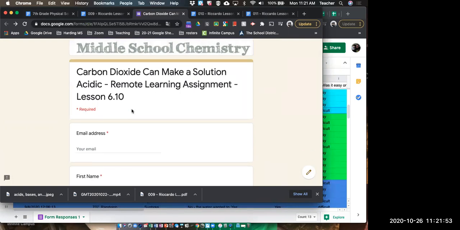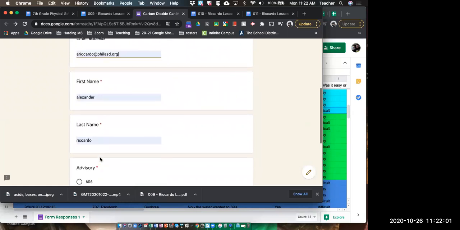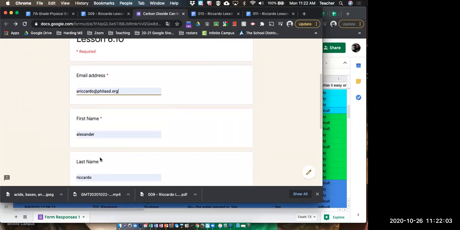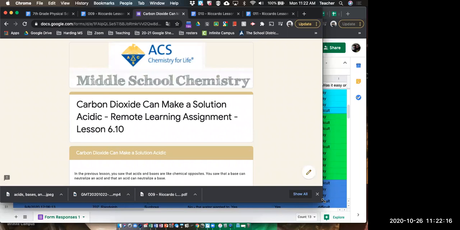Carbon dioxide can make a solution acidic. Remote learning assignment lesson 610. This is the last one that we're going to use in this series because we're going to do a review on Wednesday and then assess on Thursday. And Friday's Halloween, so we're going to look at some Halloween stuff. Okay, so let's see what this is all about.